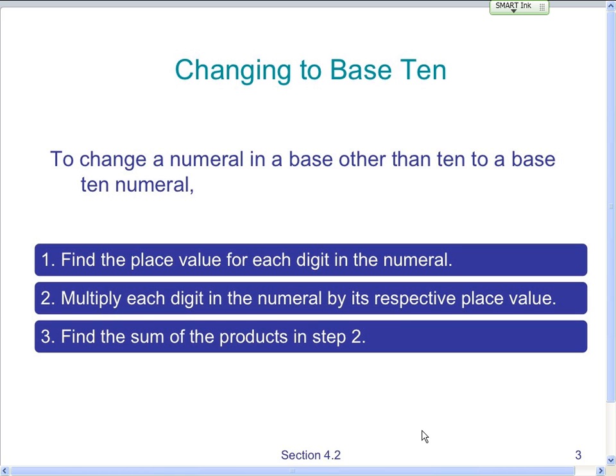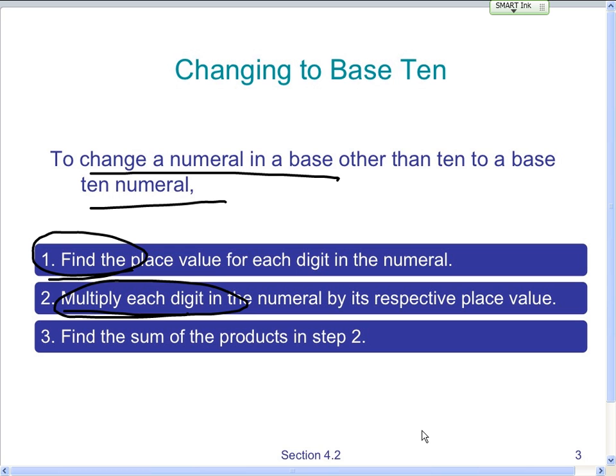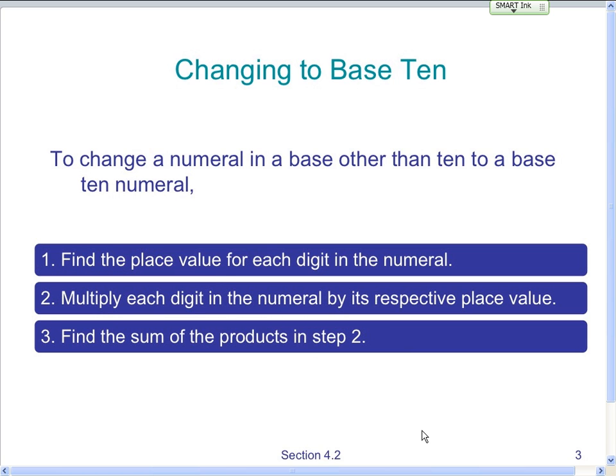So, the process to change a numeral in a base other than 10 to base 10. Okay, first thing we have to do, find the place value, multiply, and then add them up. So we've done this before. It's just we're now multiplying by powers of 5 instead of powers of 60.